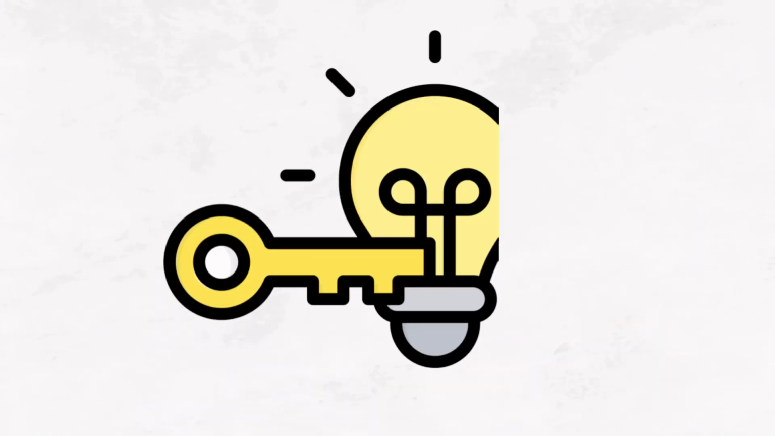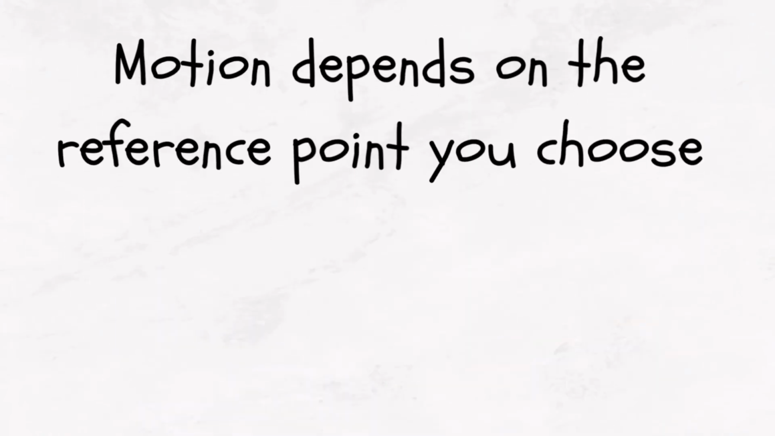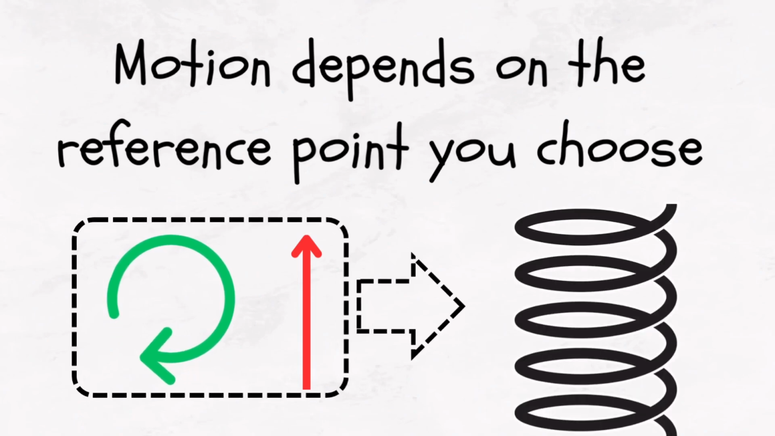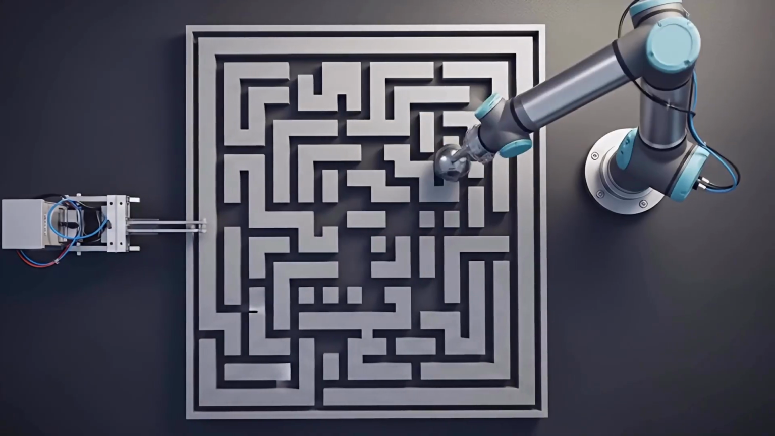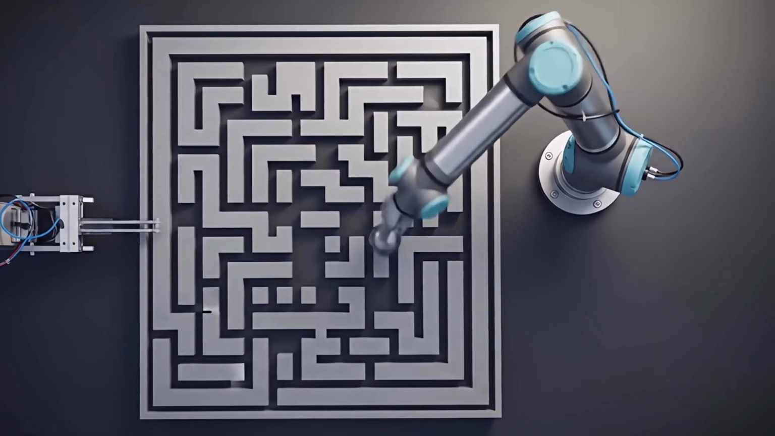All of these examples show us one key idea. Motion depends on the reference point you choose. The same object can have a circular trajectory from one reference frame, a straight trajectory from another, and a helical trajectory when motions are combined. Understanding this helps you analyze real-world systems, break down complicated motions, and solve physics problems with confidence.